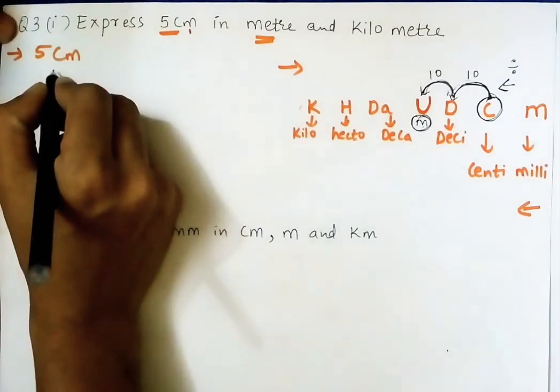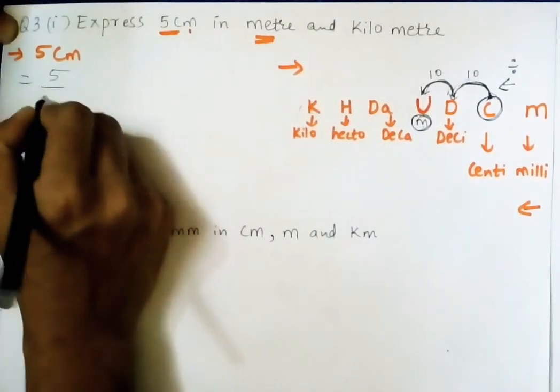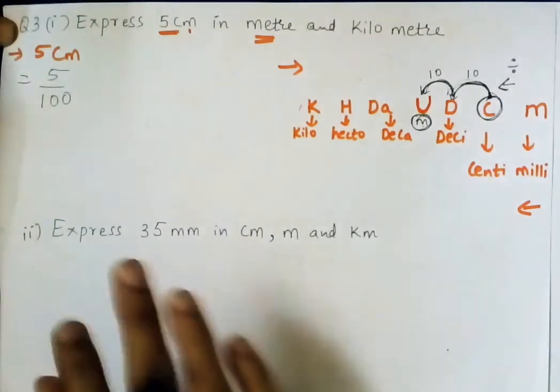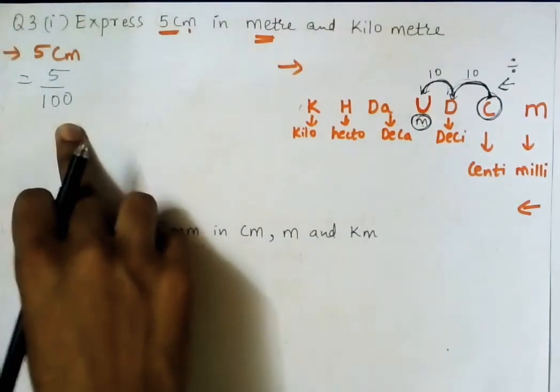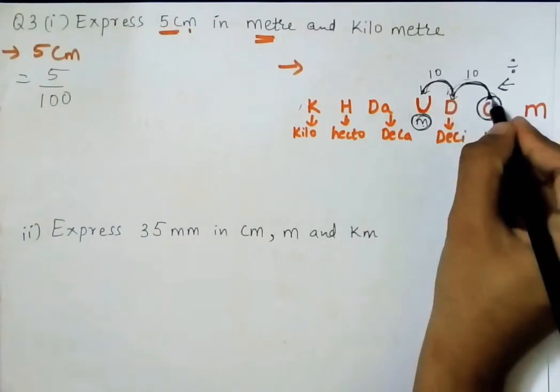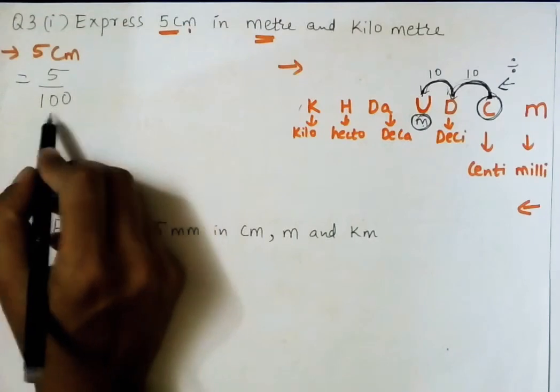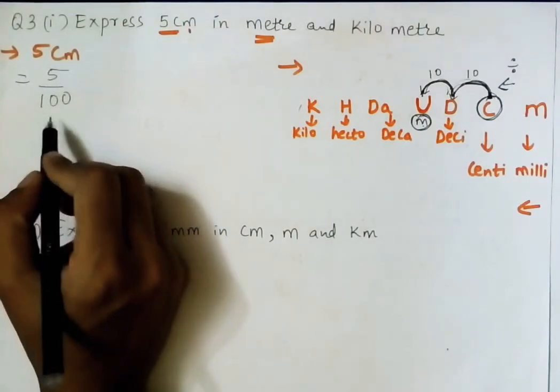So 5 centimeter you want to convert to meter. So it will be 5 upon 100. We will divide it by 100. Why are we dividing by 100? Because centimeter to meter, 1 and 2, 2 jumps, so 2 zeros means 100. So we have to divide by 100.